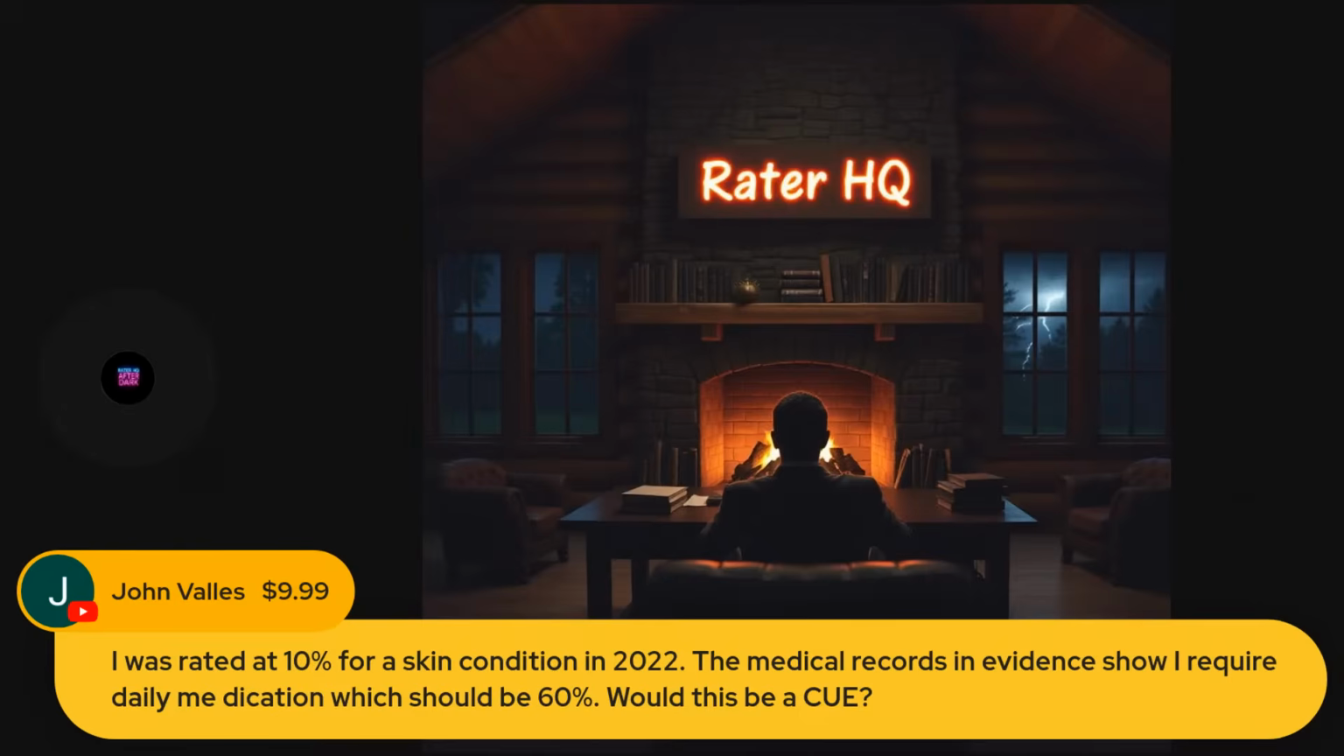So, John, if you can hear me, it would depend on what the medication was. If it's a topical, like if it's topical steroids, those do not count.